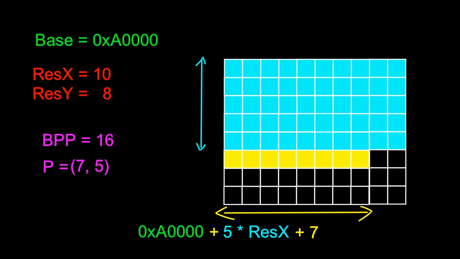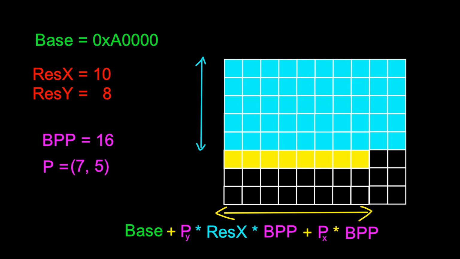This is not a fully correct formula. We need to take into account bits per pixel. In this example, we use 16 bits, which is 2 bytes. To skip a single pixel, we need to move 2 bytes, not 1. You have to take that into account and multiply both column and row by 2. Now we can create a generic formula. Base address plus pixel row times resolution x times bytes per pixel, plus pixel column times bytes per pixel.